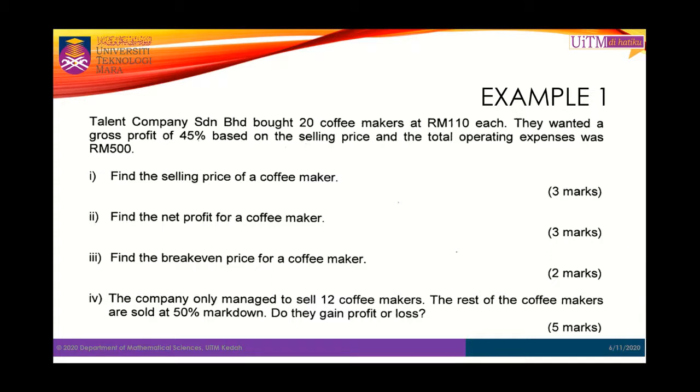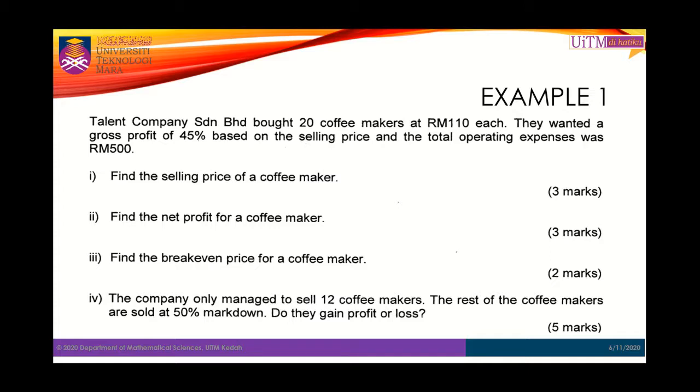And lastly, they ask you to identify whether the company gains profit or incurs loss if they manage to sell 12 coffee makers at regular price, but the rest of the coffee makers they have to sell at a 50% markdown.